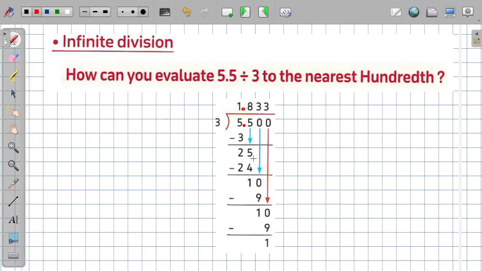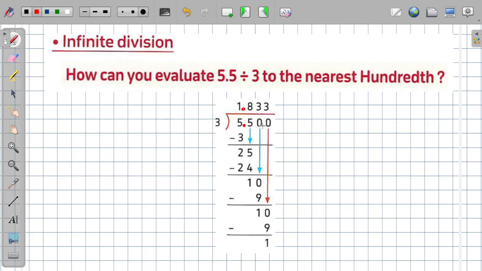And next, I will put 5 next to 2, so it will be 25. 25 divided by 3 equals what? I don't know, because 25 is not in the timetable of 3. So I will take 24. So 24 divided by 3 equals 8. And the remainder will be 1.